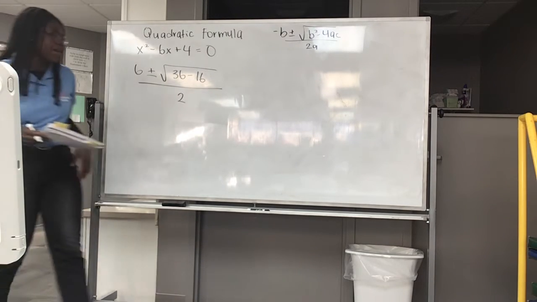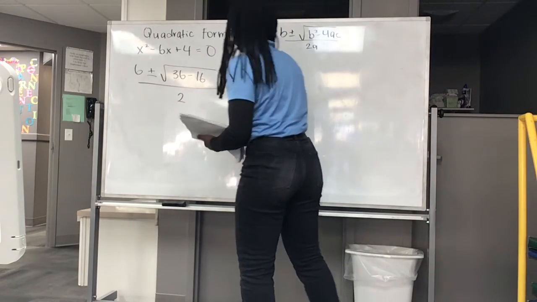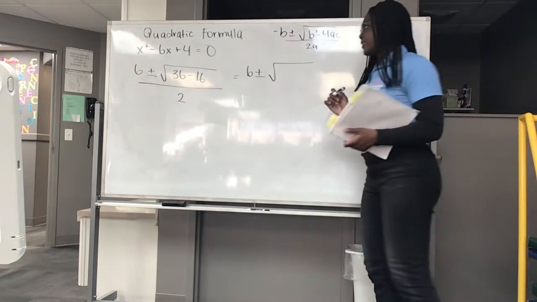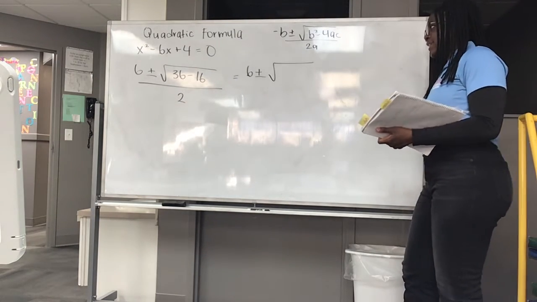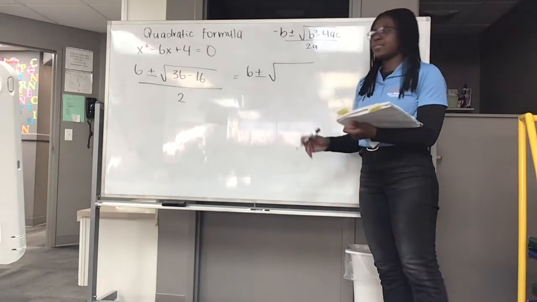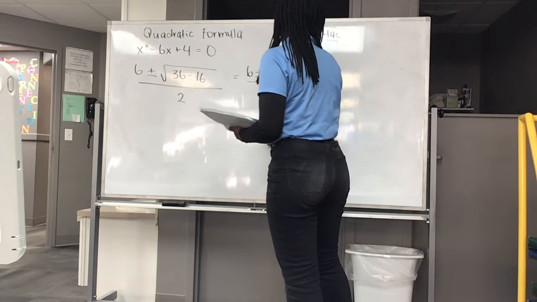So next step would be to simplify this. So 6 plus or minus square root of 36 minus 16. I can subtract that easily. So 36 minus 16 is just 20. And then over 2.